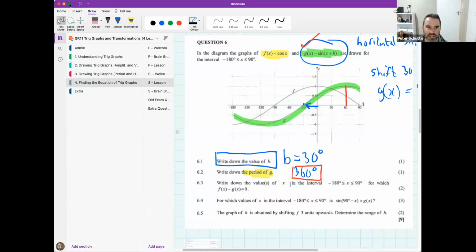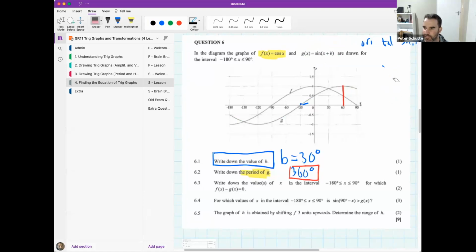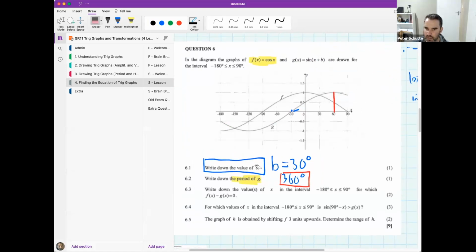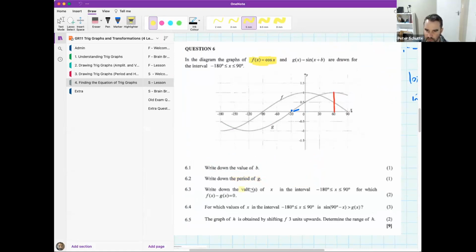So we were dealing with this old exam question that I had up on the board, and we want to look at 6.3. Now, 6.3 looks like a bit of a mouthful, but it's actually not that bad. So let's clear away some of the clutter here, just so we can find our bearings again. It says, write down the values of x in the interval minus 180 to 90. So let's make sure we know where that is. Minus 180 to 90 would just be this bit here.